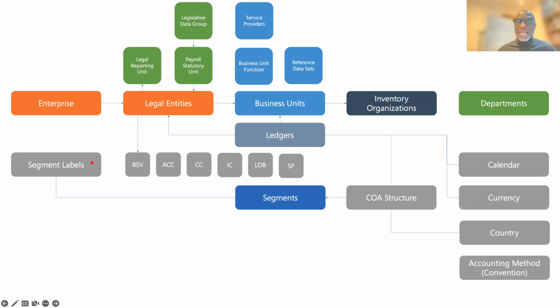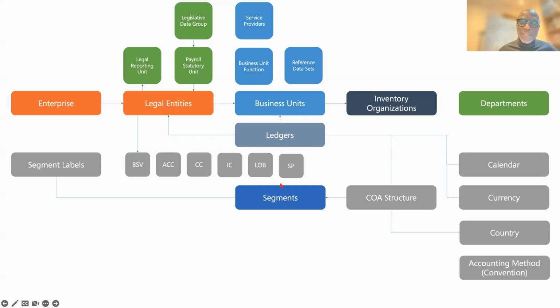Your segment labels will identify which segment is the balancing segment value. You've also got an account segment. Your account segments will determine the account type, whether it's an asset, a liability, an expense, revenue, or equity. So that's your account segment. Your cost center segment, again, is used to track costs, functional cost types, and they are required if you're implementing expenses or fixed assets. Again, we'll talk a bit about this in more detail later.